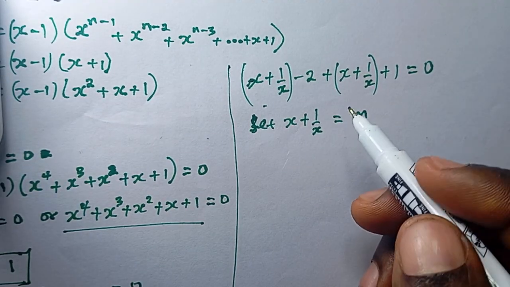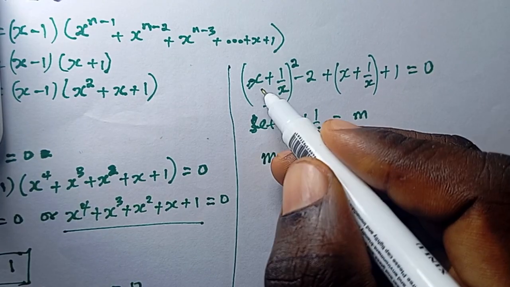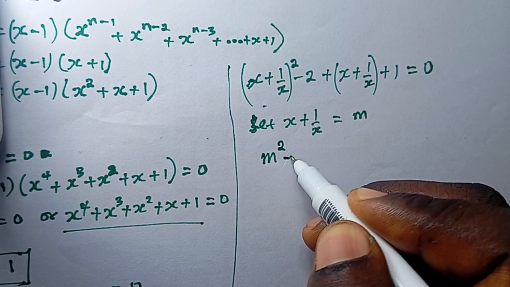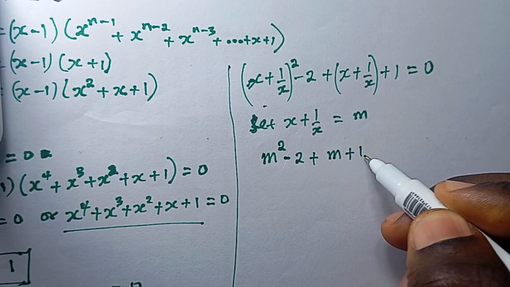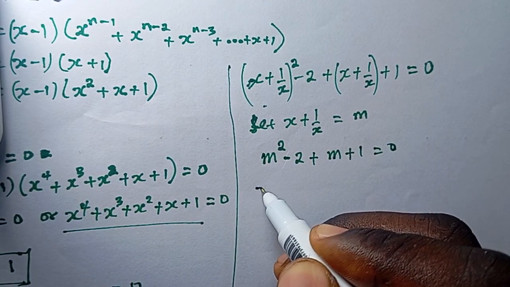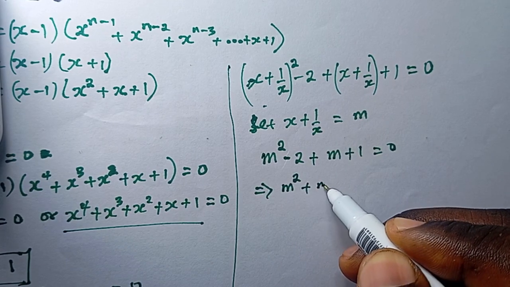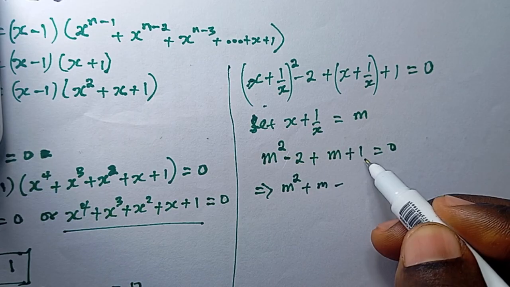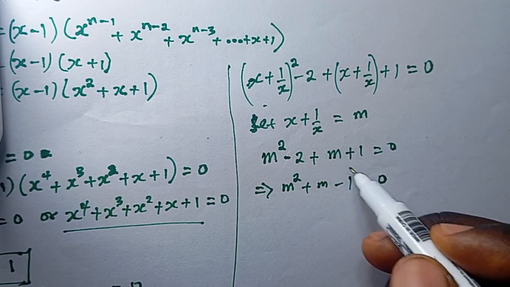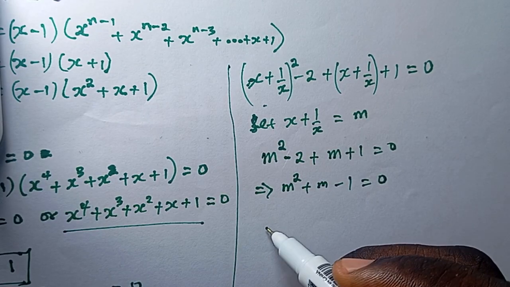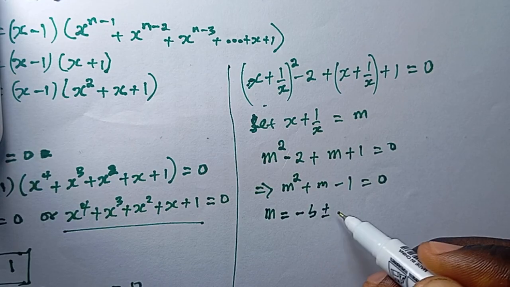And if I do that, so this one is having power. So if I do that, m power 2 minus 2 plus m, and then plus 1 is equal to 0. This now implies that m power 2 plus m minus 2 plus 1, which is minus 1, is equal to 0. And this is a quadratic equation, which of course we can use the formula method to solve.